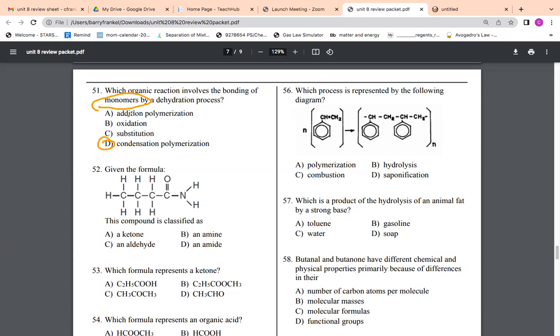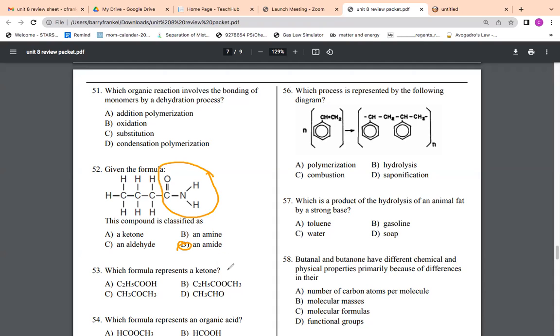It's not addition because you have to start off with an alkene, okay, and this just has no involvement with water at all, okay? So 51 should be choice D, condensation polymerization. And also this is the type of polymerization that creates natural polymers like starch or cellulose or proteins, things like that. Here, I already did this question before, it's amide. It may look a little different, might have some more carbons, but here is your amido group.